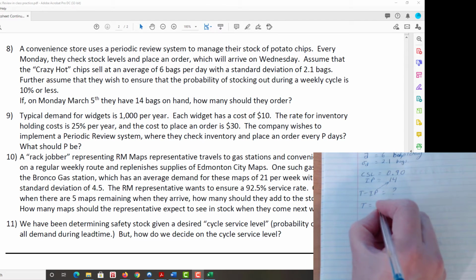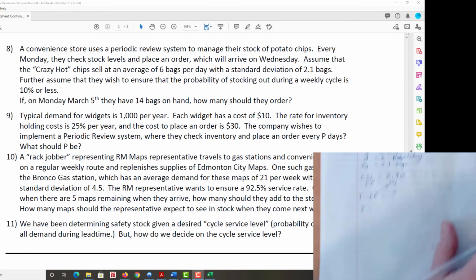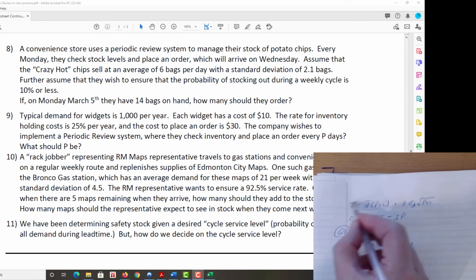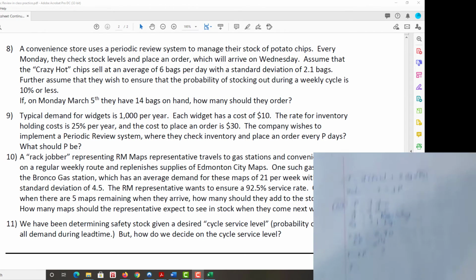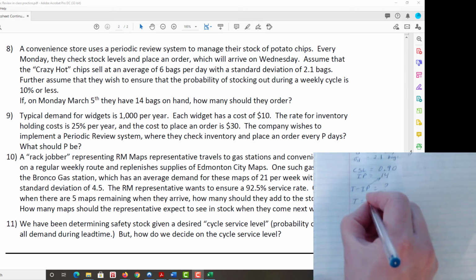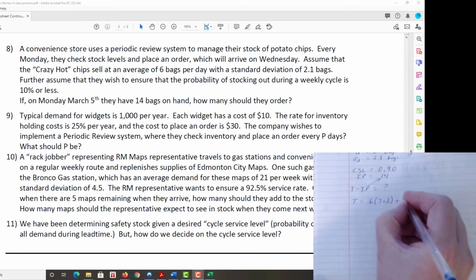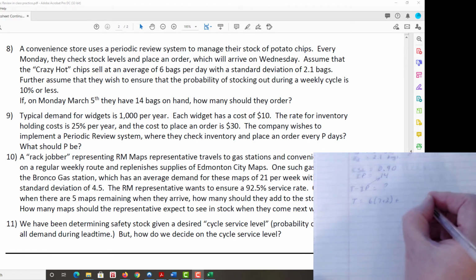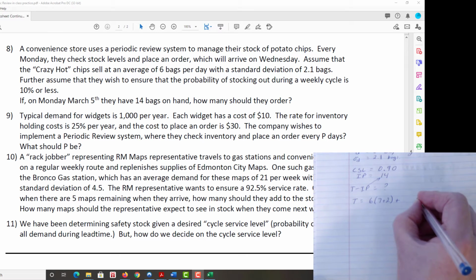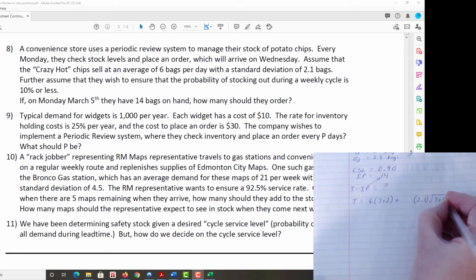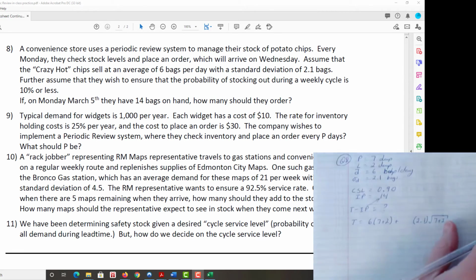So we bring everybody together, using our formula for T that we were just discussing. And so we have 6, 7 plus 2, plus, we'll fill in the Z in a sec because we'll bring in our good friend Excel. And then standard deviation, 2.1, and the square root of 7 plus 2. Okay. Let's bring in our Excel again.